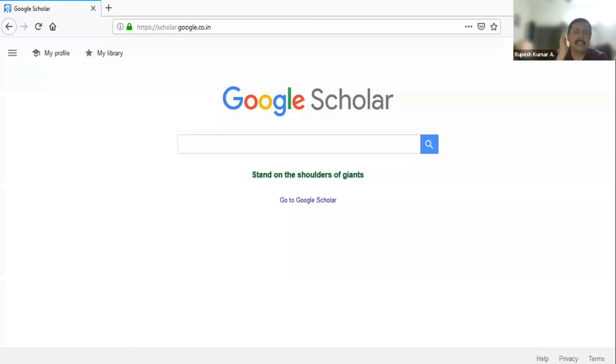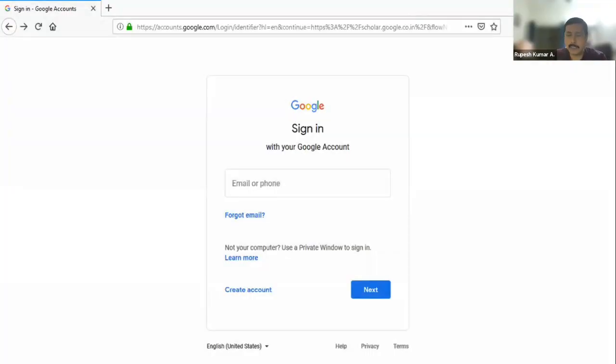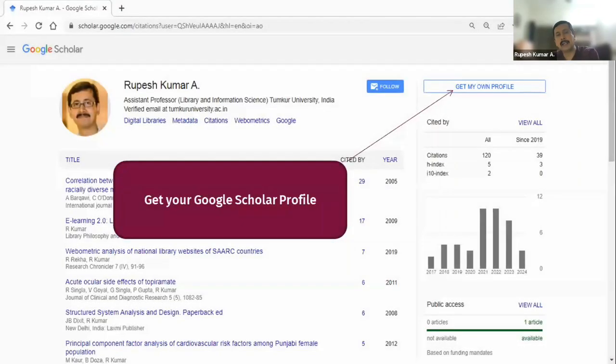Google Scholar profile is purely research based. Therefore, you need to deliberately create your profile. So you need to sign into Google Scholar, and then you need to click on get my own profile. This is my Google Scholar profile. Right now, my h-index is at 5. That means out of n number of publications I have made, 5 publications have earned 5 or more citations.